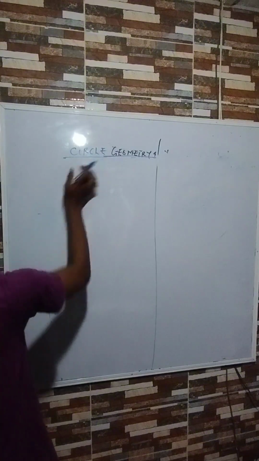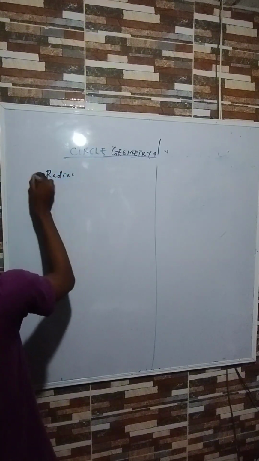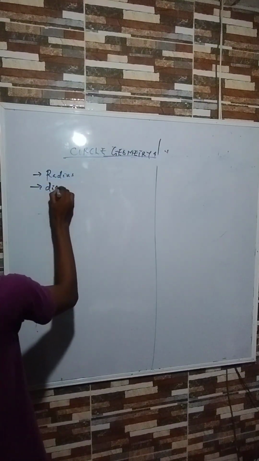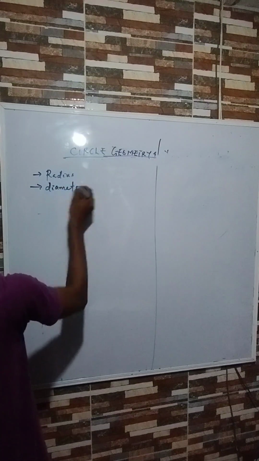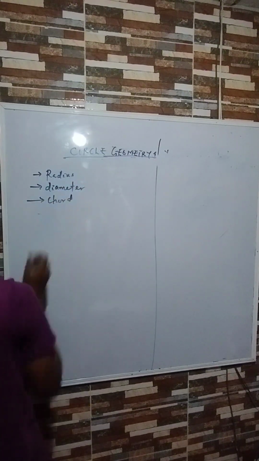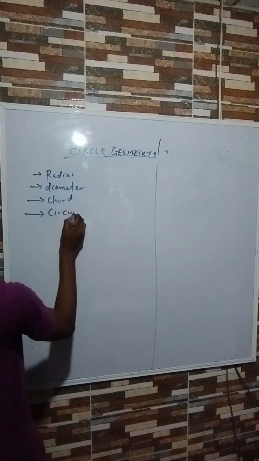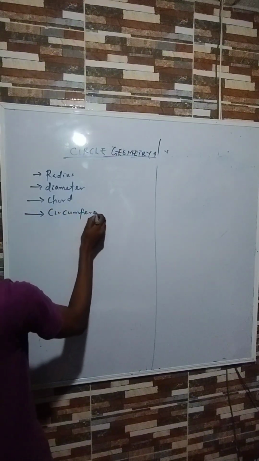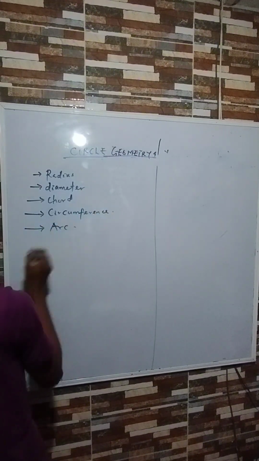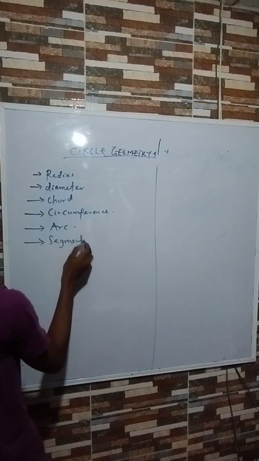Now, for a circle, we are talking about the radius, because those are what characterize a circle. We are talking about the diameter. We are talking about a chord. We are talking about the circumference. We are talking about the arc. And we're also going to be talking about the segment.